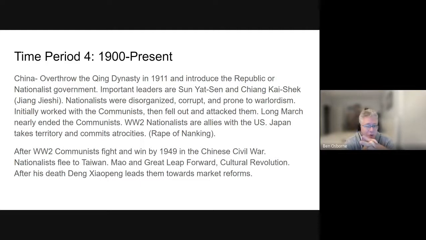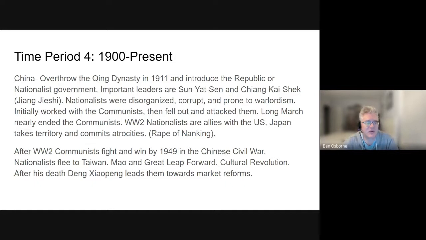They are mostly headquartered in the south. You will see maps of China in this period that just say nationalists all over it. But remember, that's not really true. They have a lot of power in certain regions, and they're pretty weak in others. So around this time then, World War II breaks out, 1937 or so. And so the nationalists are going to be allies with the United States, of course.